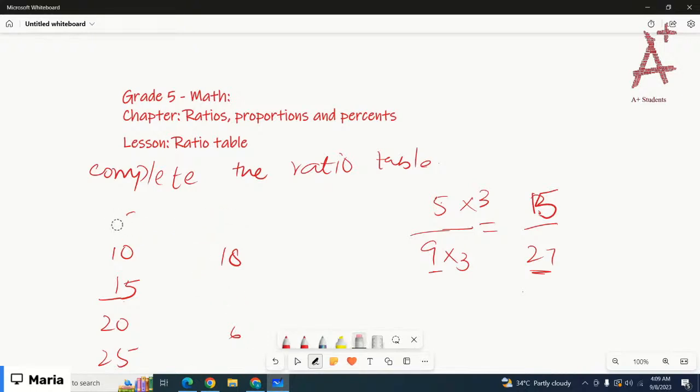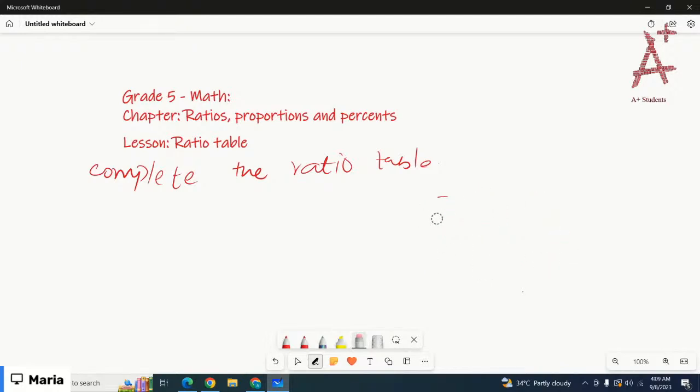Let me just write down the values from the table. The question is: complete the ratio table, and the values are 1, 4, missing value, 8, 3, 12, 4, 16, 5 and 20. So which value is missing? Which is the correct answer?